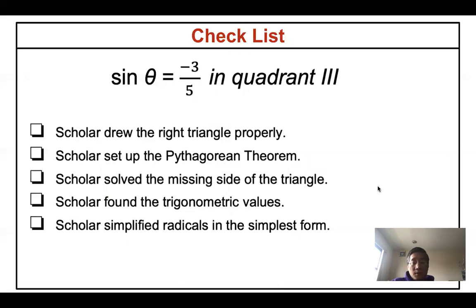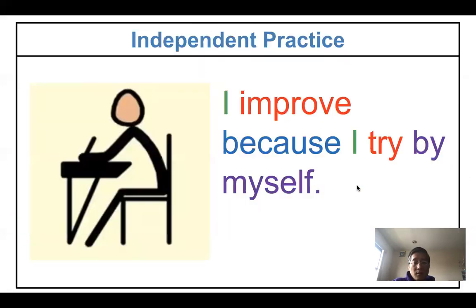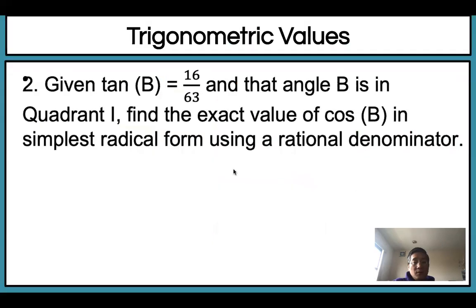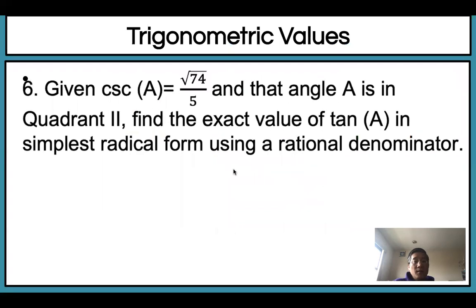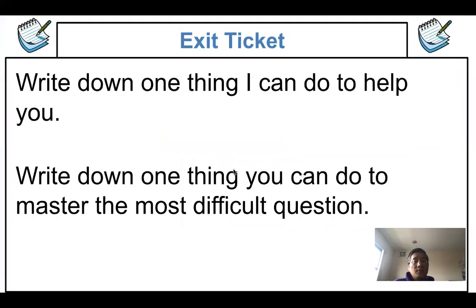So if you understand, now look at the packet. How many questions? 1, 2, 3, 4, 5, and 6 questions. After that, you have an exit ticket here. So can you do it and then email it to me? All right.